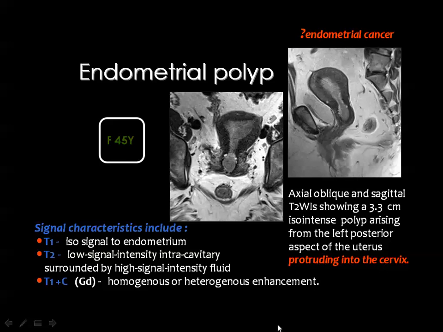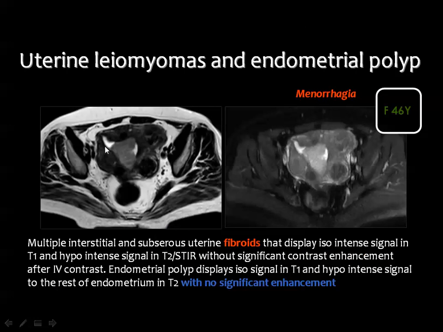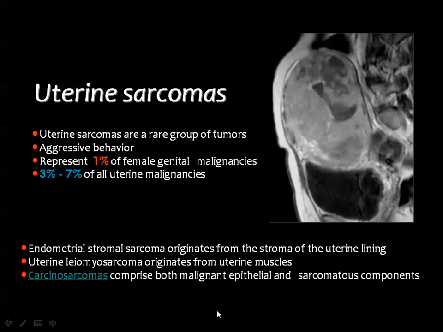And this is a uterus involved by many fibroids, and you can see inside the uterine cavity an endometrial polyp. They said that this polyp is usually not enhancing. It has a smooth margin, and of course, it does not invade the adjacent myometrium.